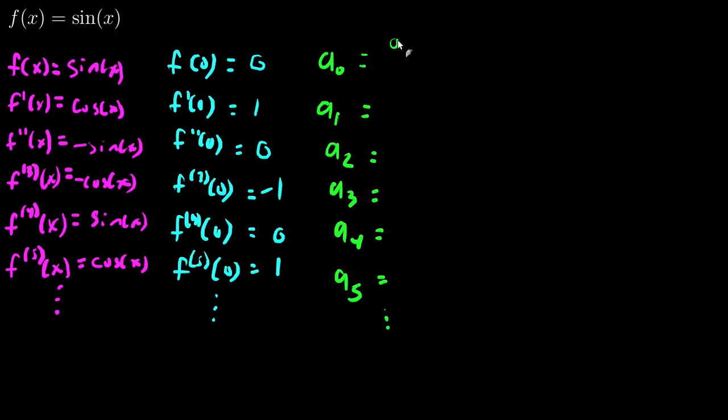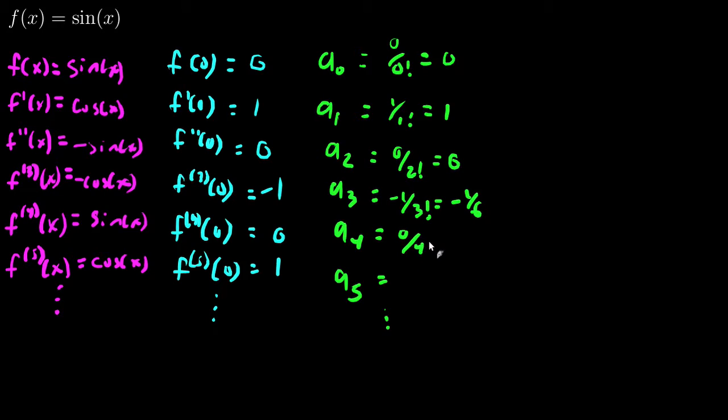Okay, so I do 0 over 0 factorial. 0 factorial is 1, 0 over 1 is 0. 1 over 1 factorial, 1 factorial is 1, 1 divided by 1 is 1. 0 over 2 factorial, 2 factorial is 2, 0 divided by 2 is 0. Negative 1 divided by 3 factorial. 3 factorial is 6, so I get -1/6. 0 divided by 4 factorial. 4 factorial is 24. 0 divided by 24 is 0. And 1 divided by 5 factorial. 5 factorial is 120. 1 divided by 120 is 1/120th.